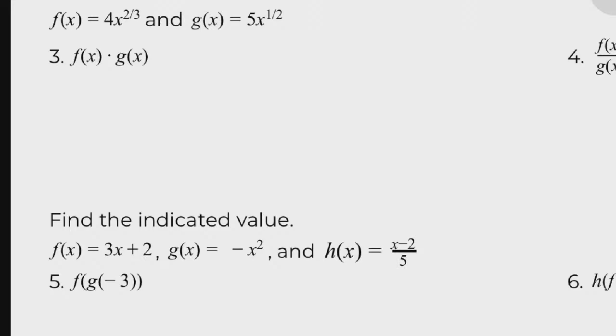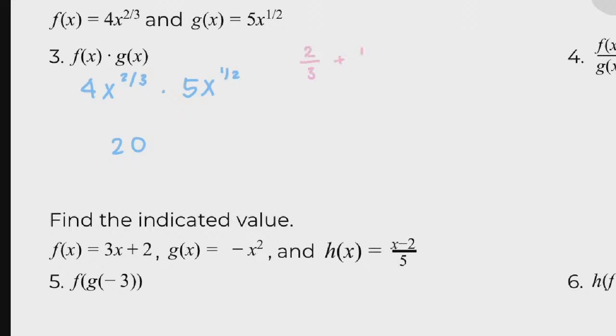Okay, number 3, we want to find f of x times g of x. So that's 4x to the 2/3 times 5x to the 1/2. So first I'm going to multiply the whole numbers together. 4 times 5, that's going to be 20. And then we have x to the 2/3 times x to the 1/2. So that means we're going to add the fractions together.